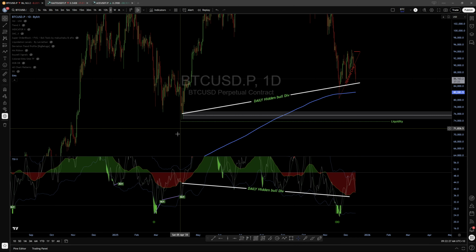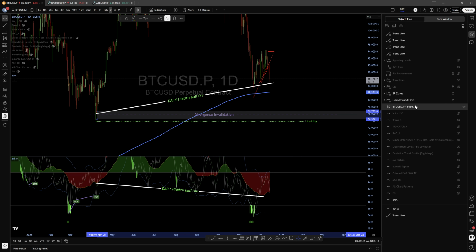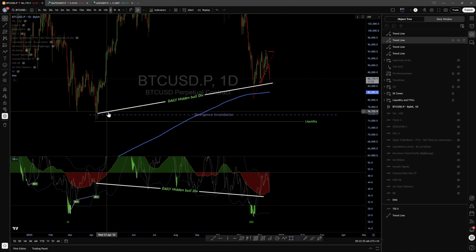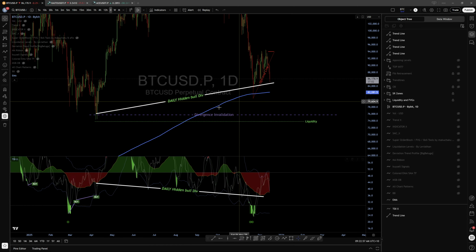And this is how you know if it would invalidate. You just draw a line here, and I got a thing on there. Let me just hide this guy. I'm just going to delete that and then put it back. So that's how you would know. If price went below this line, it would be a lower low, and you wouldn't have the up angle, so you wouldn't have a divergence.